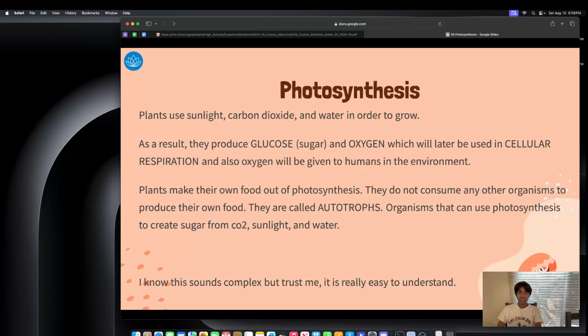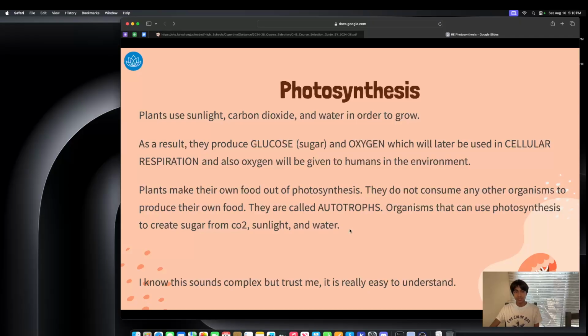Photosynthesis is when plants use sunlight, carbon dioxide, and water in order to grow. As a result, they produce glucose, which is sugar, and oxygen, which can be used later in cellular respiration, and also oxygen will be given to the humans in the environment. Plants make their own food through photosynthesis. For the most part they do not consume other organisms to produce their own food. All plants do photosynthesis and they are called autotrophs: organisms that make their own food, using photosynthesis to create sugar from carbon dioxide, sunlight, and water.